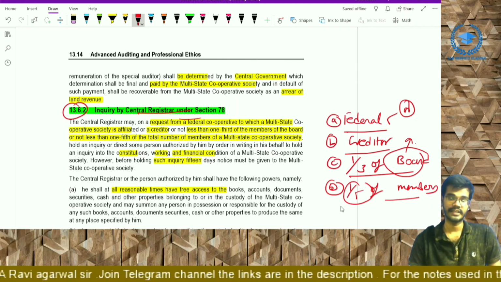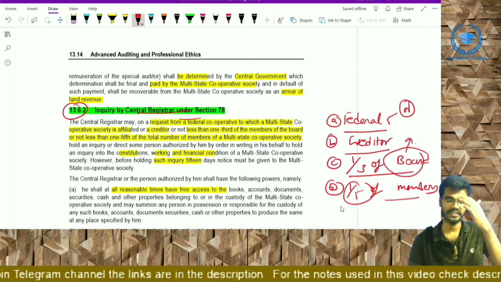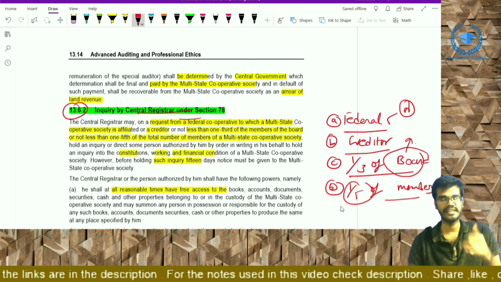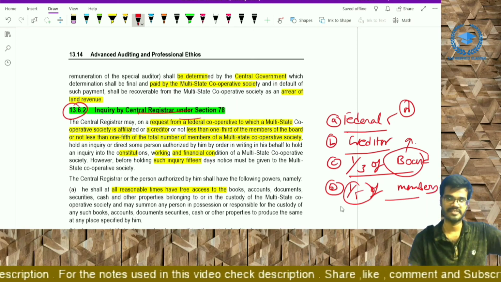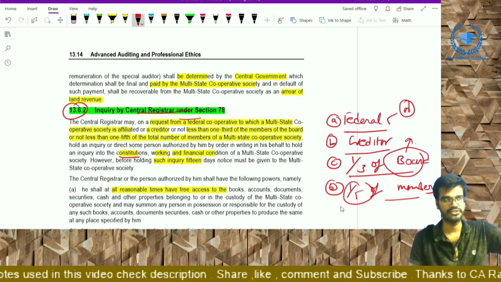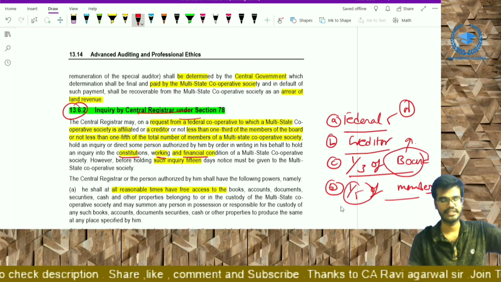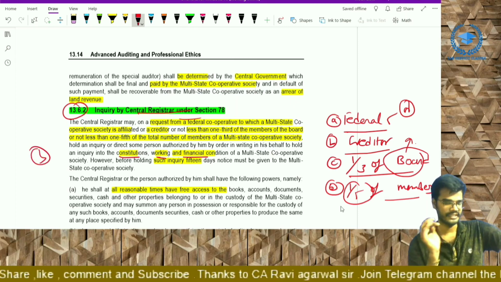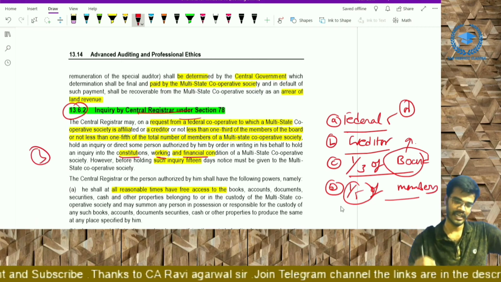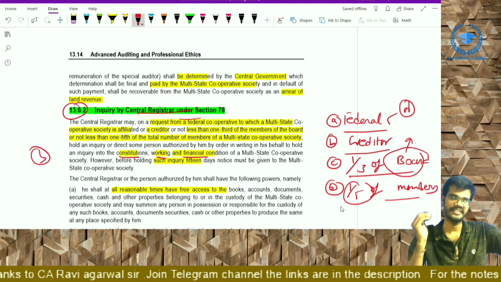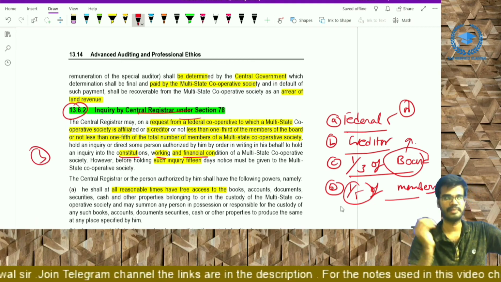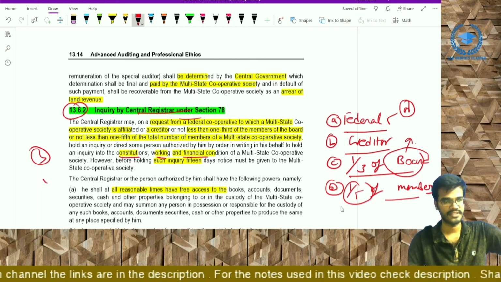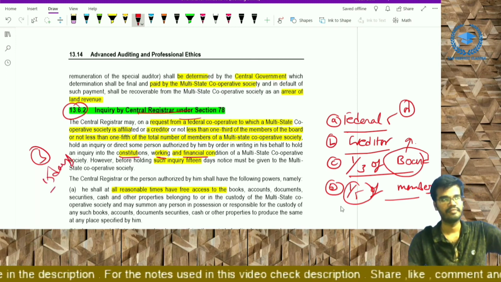Then the central registrar will order the inquiry, by himself or by any other person, with a general or special order, on the constitution, working, and financial condition. These are the 3 parts: constitution, working, financial condition. The inquiry shall be done only if prior notice is given. The notice period time limit is 15 days.